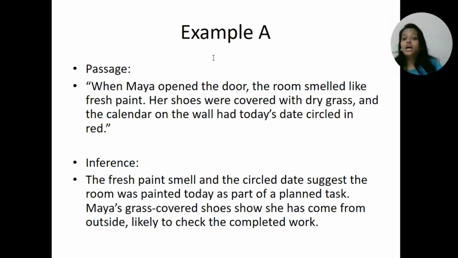Okay, so the high scorer's response: the combination of fresh paint smell and a red circle on today's date indicates that a renovation project was scheduled and likely completed today. Maya's grass-covered shoes imply she walked across the lawn or yard to get here. Perhaps she arrived directly from outside to check the finished room. Together, these clues suggest that the painting was a planned event and Maya might be either the owner checking progress or someone who hurried over as soon as the work finished.